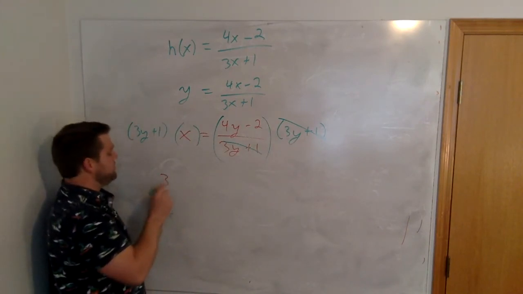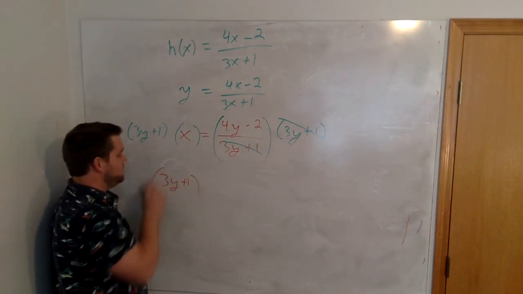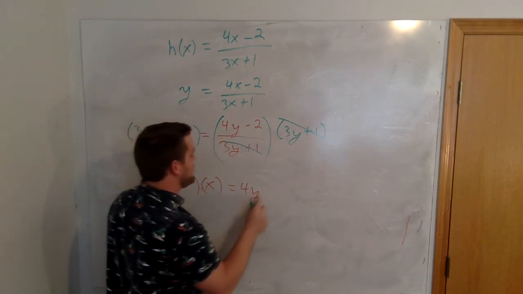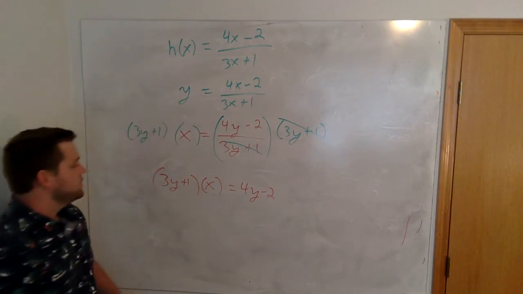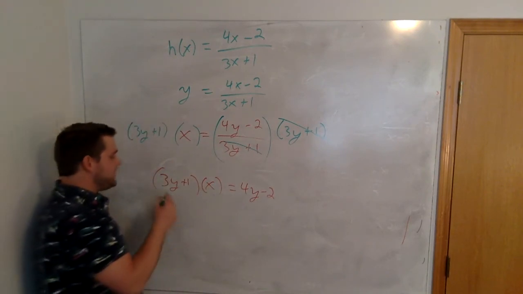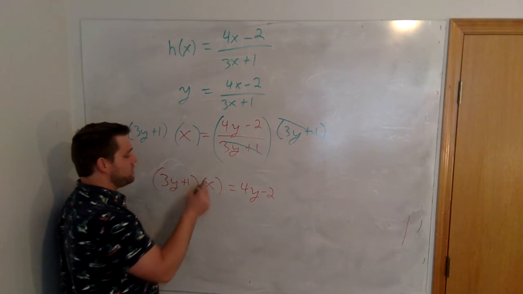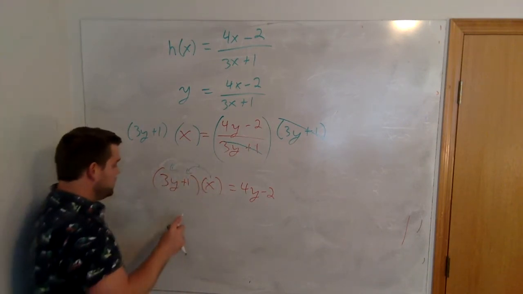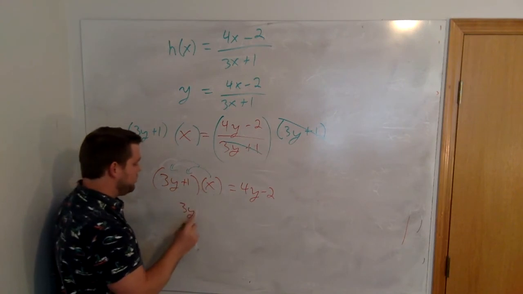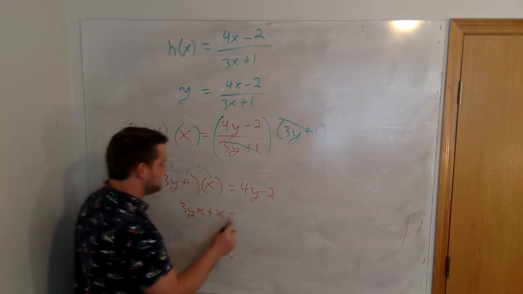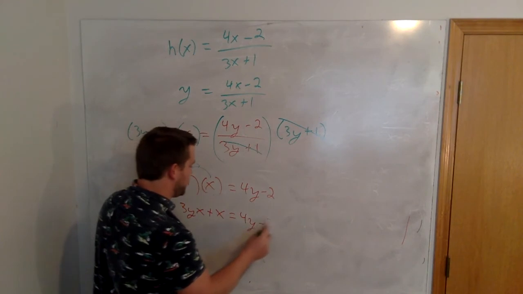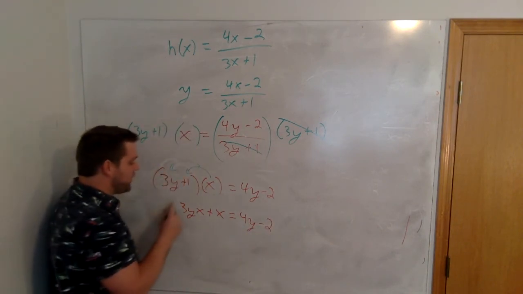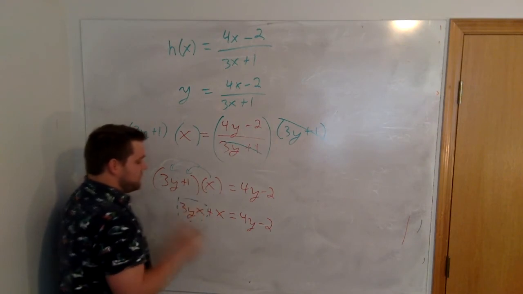So now we're left with 3y plus 1 times the x is going to be equal to 4y minus 2. I want to bring all the y's to one side. I need to free this 3y plus 1 of this multiplication, so let's distribute in this x. So we'll be left with 3yx plus x is equal to 4y minus 2. Okay, now we'll just sniff out the y pieces.